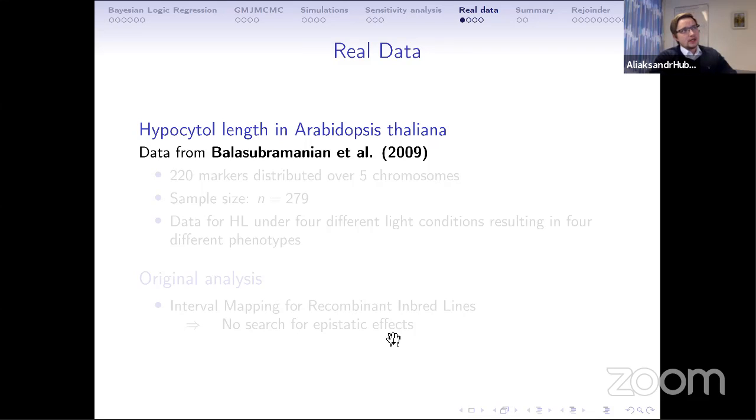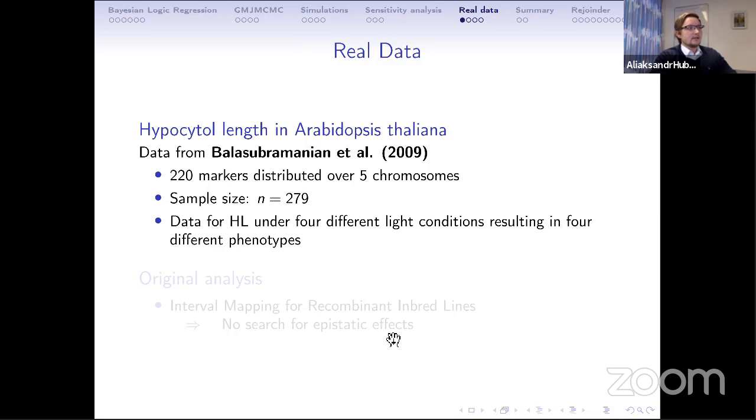Finally, we are done with the simulations and sensitivity analysis, and we can deal with real data. The first real data application is the QTL study of the data on Arabidopsis thaliana from Sormanyan and others. So here we had 220 markers distributed over 5 chromosomes. The sample size was equal to 279 observations, and we had 4 different phenotypes. In particular, we were studying the hypocotyl lengths under 4 different light conditions.